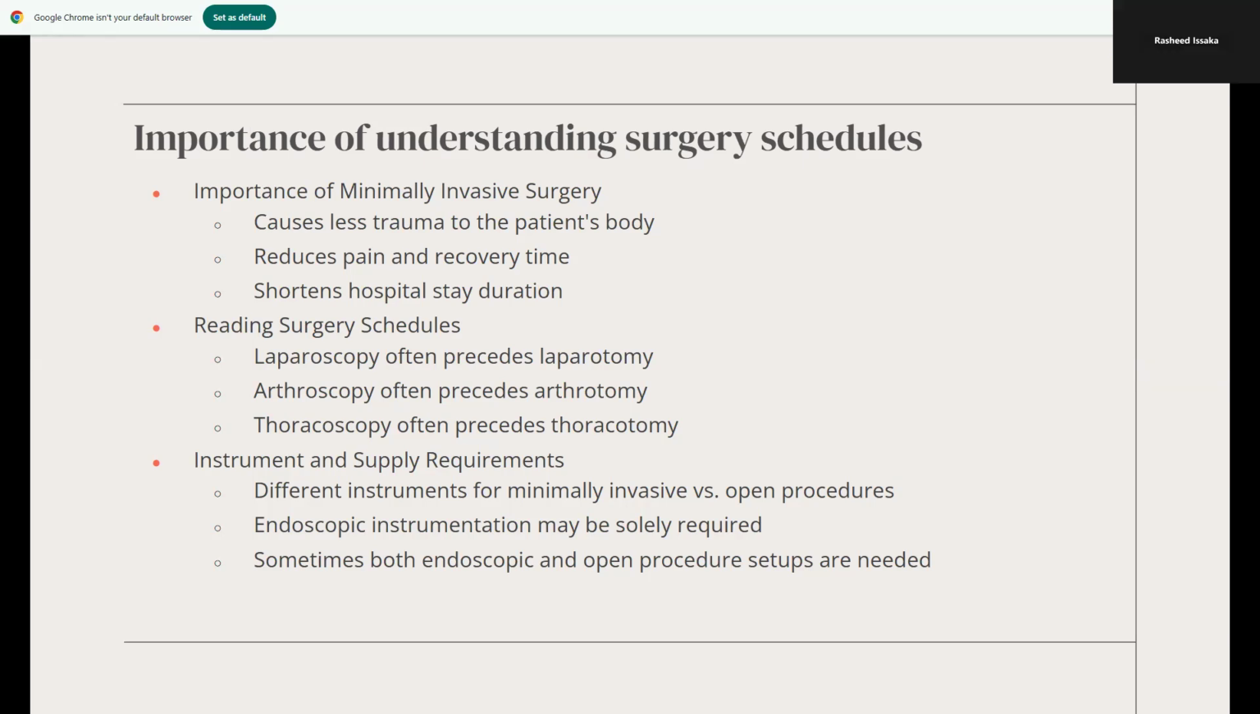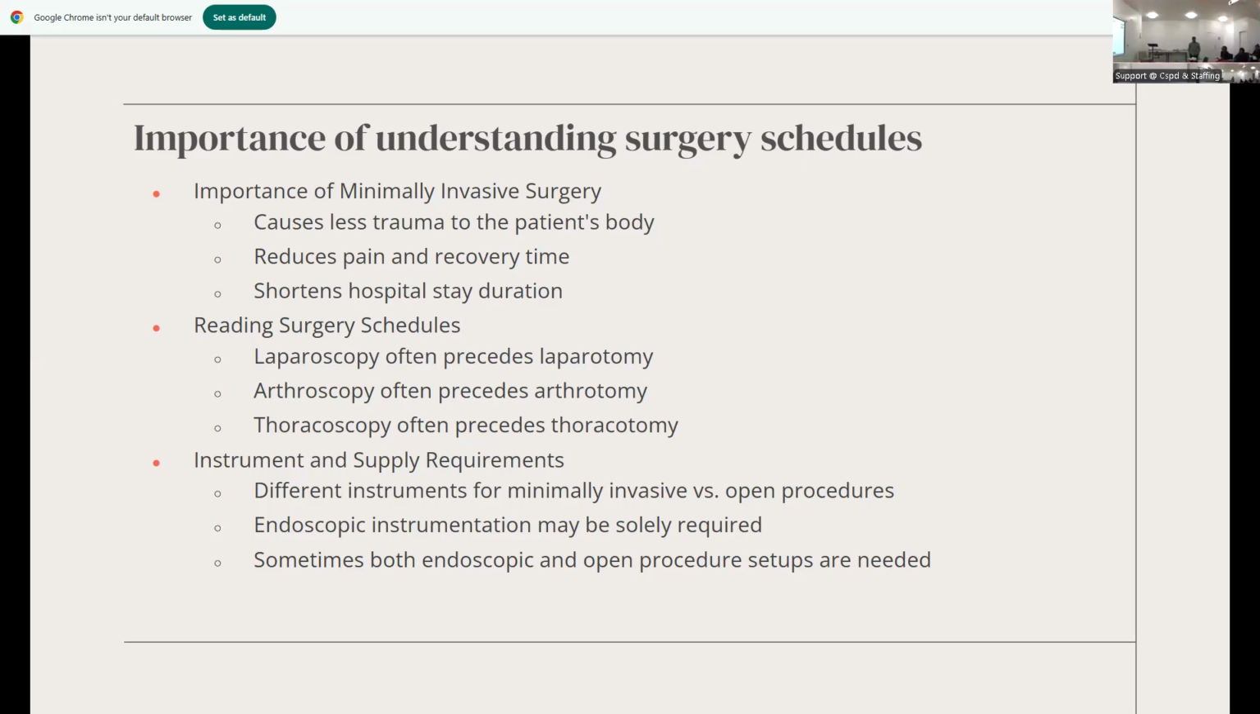Arthroscopy, small. If it's not working, you go to arthrotomy, cut open more. Thoracoscopy, small opening in the chest, if it is not happening the way you want it, a bigger cut.